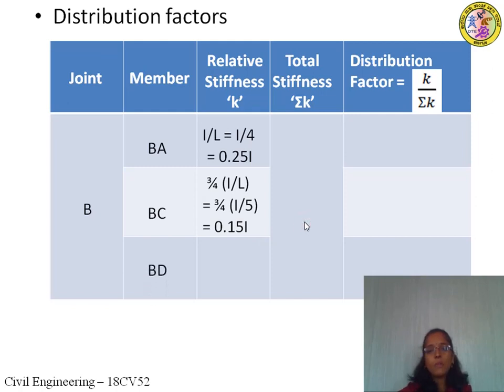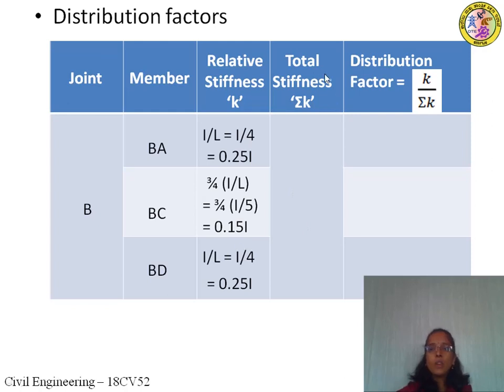Next, for member BD, again D is the far end, which is a fixed end. Therefore I by L is the relative stiffness, which will be equal to I by 4, and it will be again equal to 0.25 I.